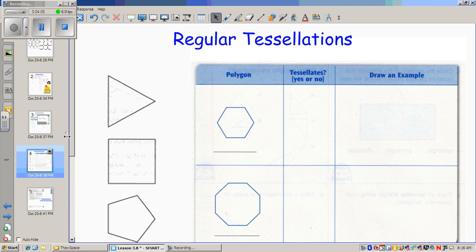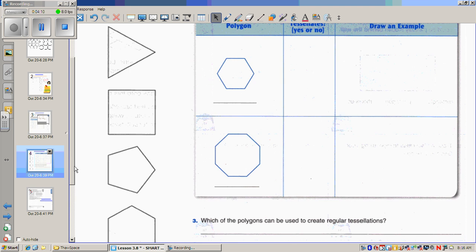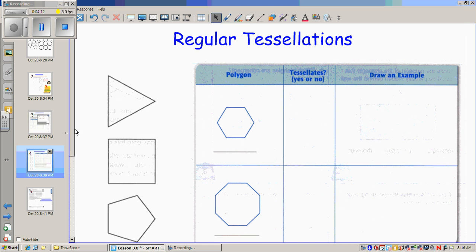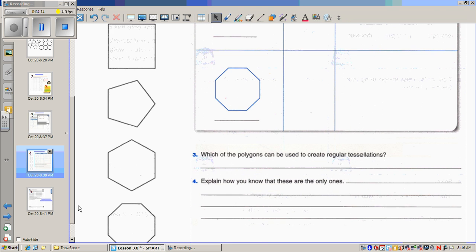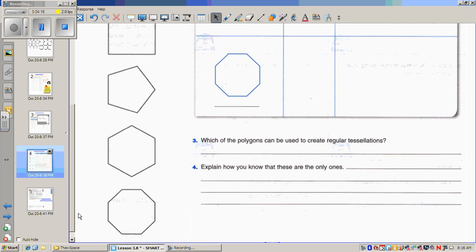So basically what I want you to do is make sure you have your journal, because this will come in really handy. And then it says which of the polygons can be used to create a regular tessellation, and explain how you know that they are the only ones. And again, what's the difference between a regular polygon and a polygon that is not regular, or irregular? That'll help you with those questions, okay? So hopefully that again makes sense to you.